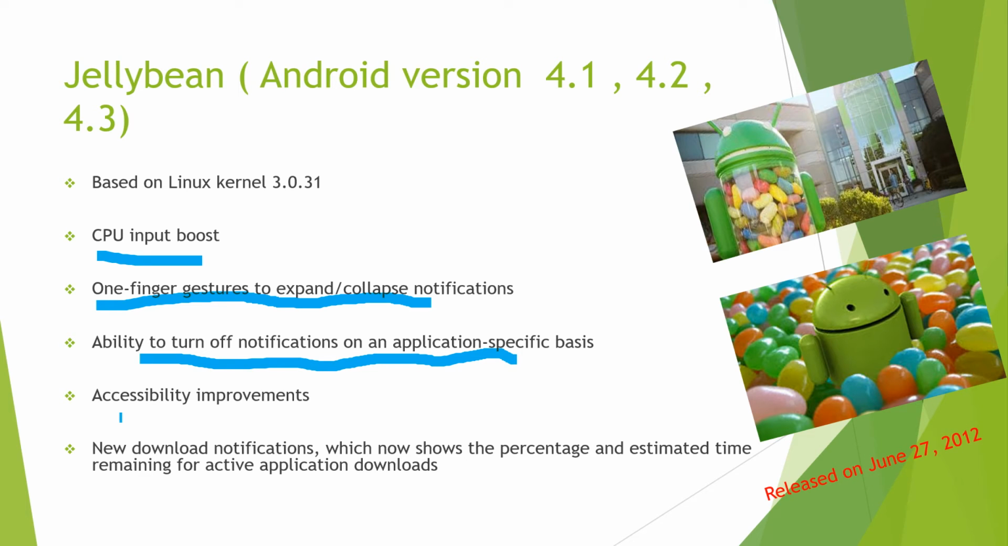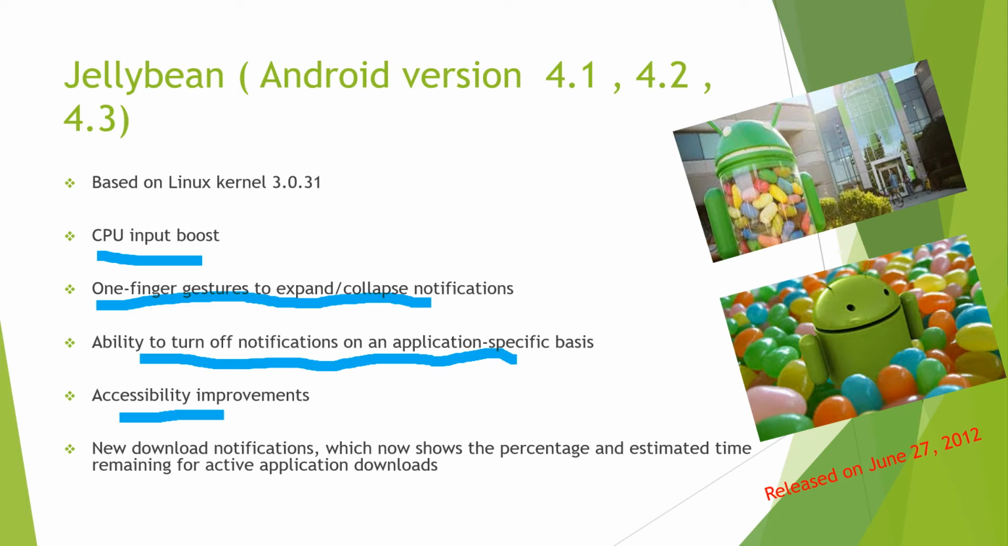Jelly Bean also introduced accessibility improvements, like magnifying the entire screen, and pan and zoom with two fingers. It also included speech output and gesture mode navigation for blind users. So these come under accessibility improvements. It also had new download notifications, which now show the percentage and estimated time remaining for active application downloads.